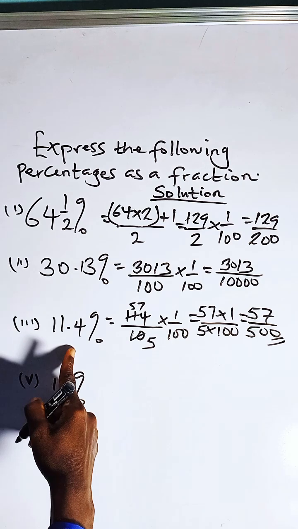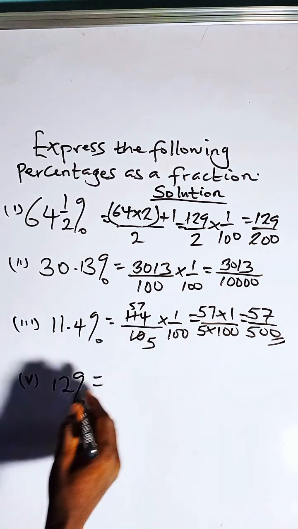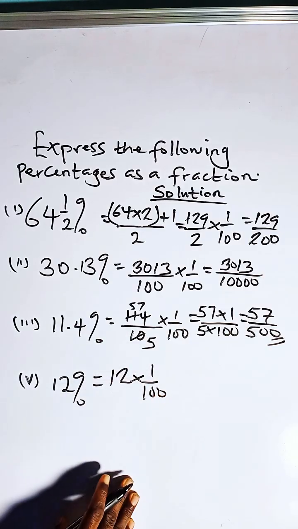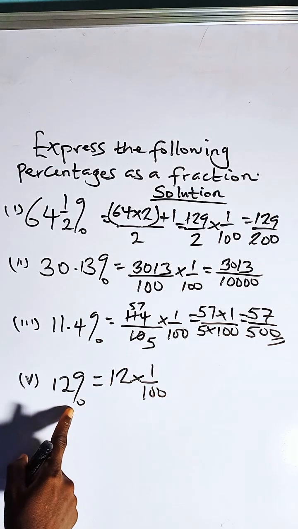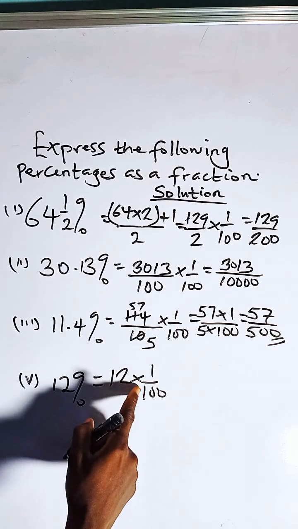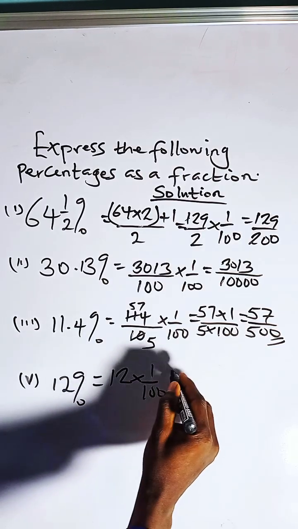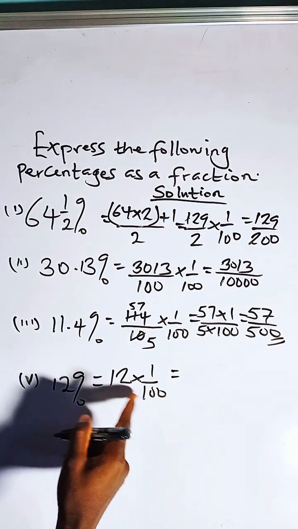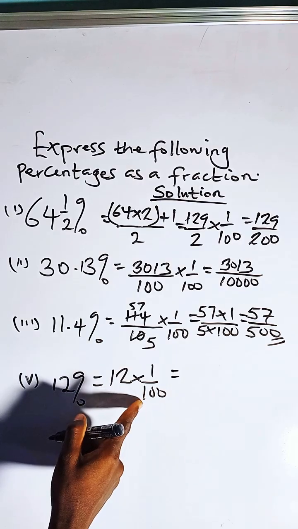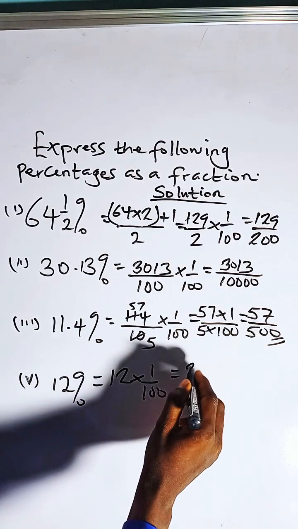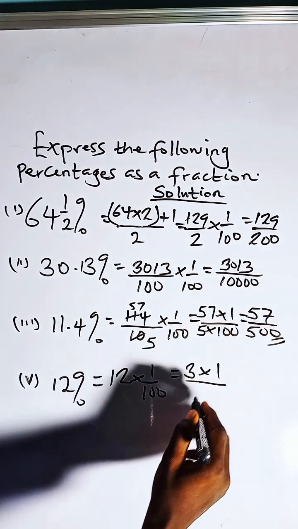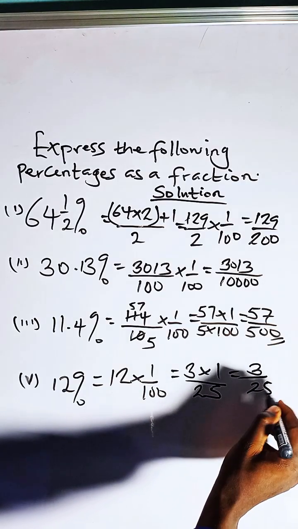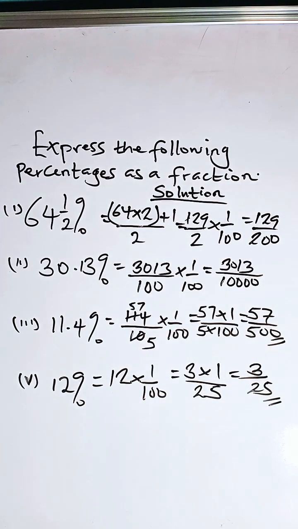So from percentage to fraction. Okay, and for 12%, we have it as 12 times 1 over 100. Okay, so we are expressing this percentage as a fraction with denominator of 100. Okay, so what can we reduce? So for 100, we can reduce with 2. We can as well reduce with 4. Okay, so for 4 in 12, we have it to be 3 times 1 over, for 4 in 100, we have it to be 25. 3 times 1, we have it to be 3 over 25. Thank you very much.